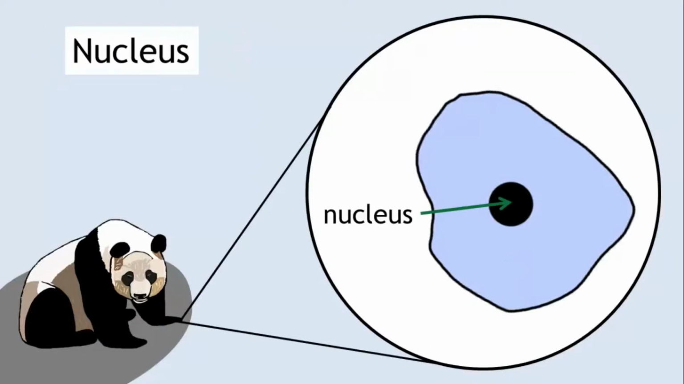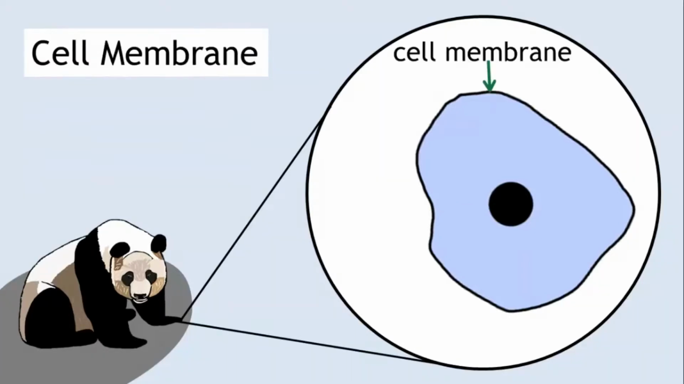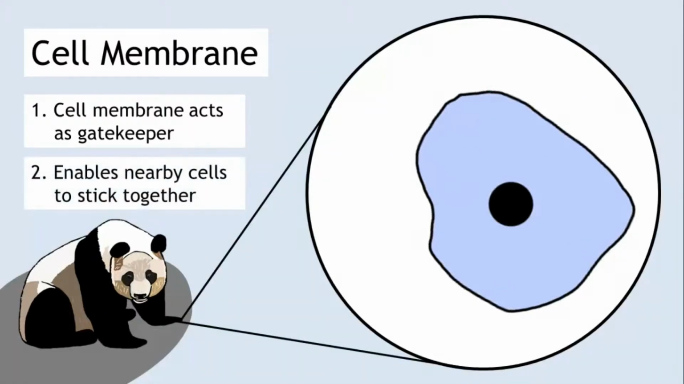The nucleus is the structure that contains the genetic information, otherwise known as DNA, and it controls the actions and the reactions of the cell. The cell membrane, which is the border of the cell, acts as the gatekeeper, and it controls what enters and exits the cell, as well as enabling neighboring cells to stick together.